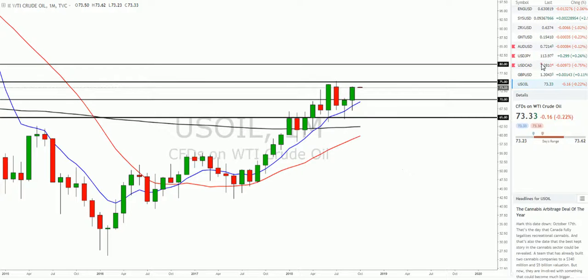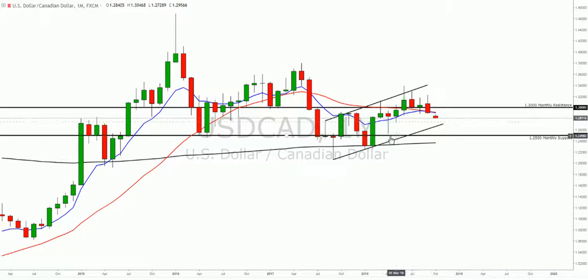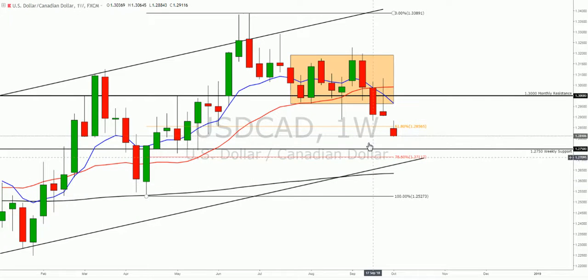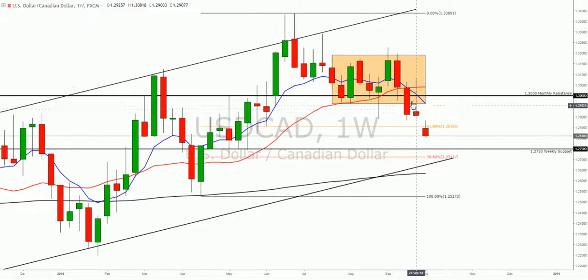So as oil is doing well, the Canadian dollar is also doing well, which pushes USDCAD downside. Also, at the end of last week we saw the NAFTA agreements, which helped to push the Canadian dollar higher. As you can see, we saw that spike upside.